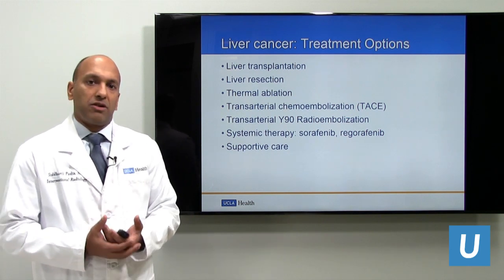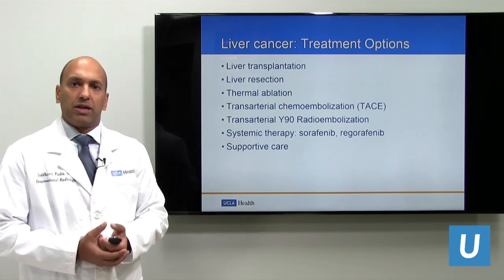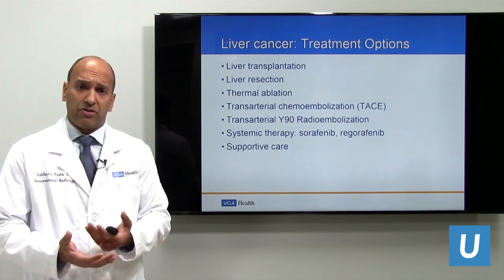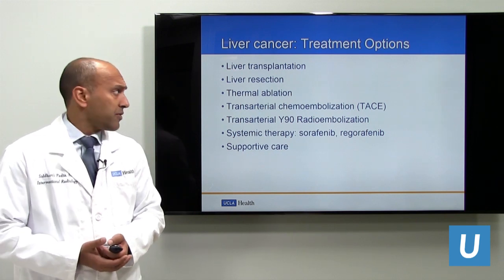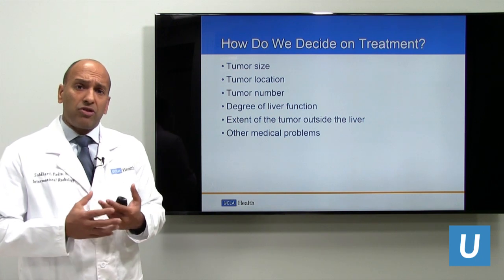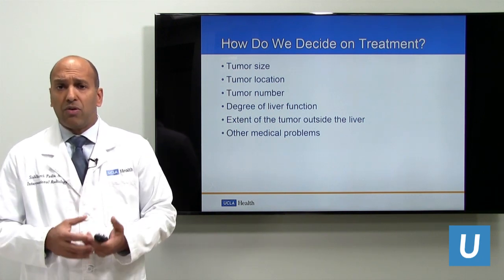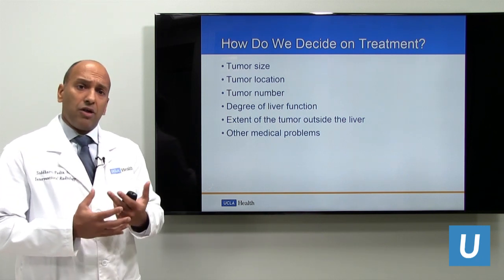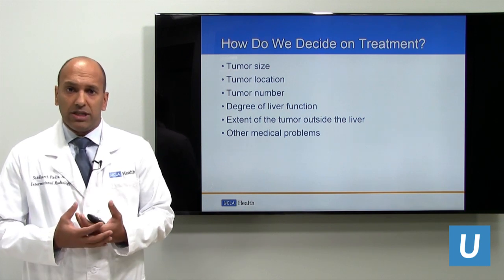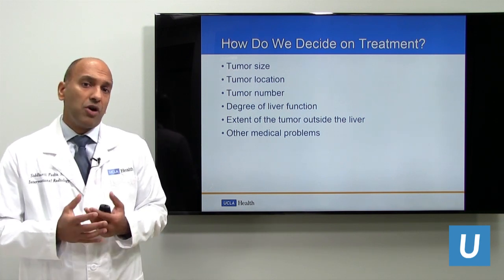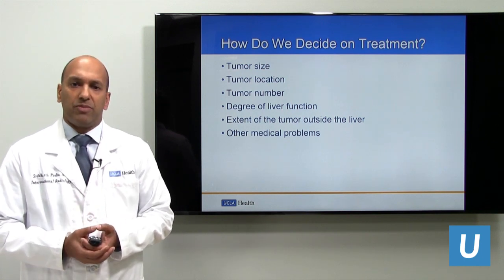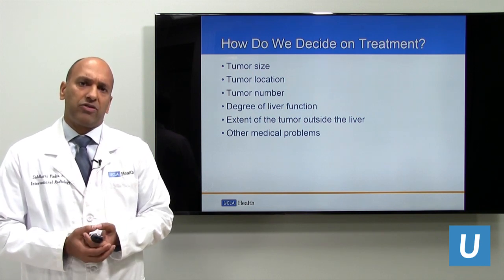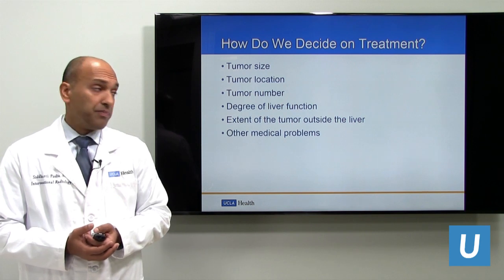Now, in terms of treatment options, there are several, and this ranges from aggressive, like liver transplantation or surgical resection, to relatively conservative and non-invasive things like supportive care or systemic chemotherapy. How we decide on treatments is largely based on the tumor size, tumor number, where the tumors are located, if the cancer has spread outside the liver, and the other medical conditions that someone may have, such as heart disease, lung disease, a stroke, etc. But most importantly, this involves an in-depth conversation between the patient who has liver cancer and us to determine what the best goals are and how aggressive or how non-aggressive the patient wants to be.